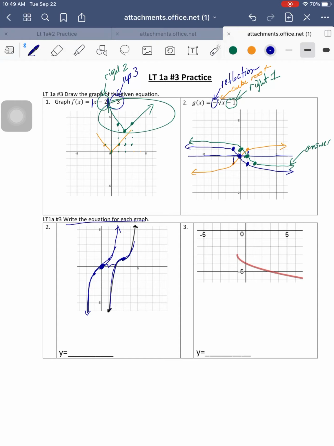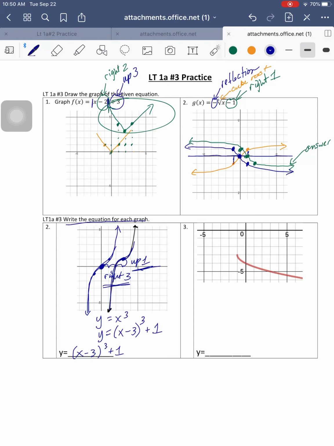If we follow that middle point, it goes right 1, 2, 3, and up 1. Now we need to put those right 3 and up 1 into the equation. Our general equation is y equals x cubed. To go right 3, we put it with the x, in parentheses, and right 3 is minus 3. And then we need to go up 1, so plus 1. And there's our equation: y equals (x minus 3) cubed plus 1.